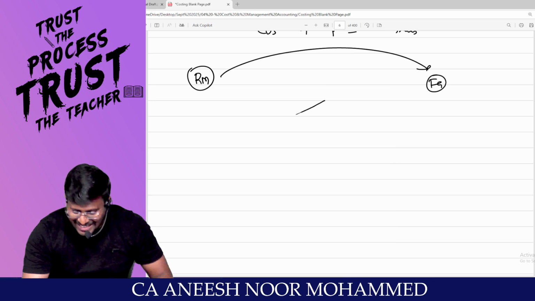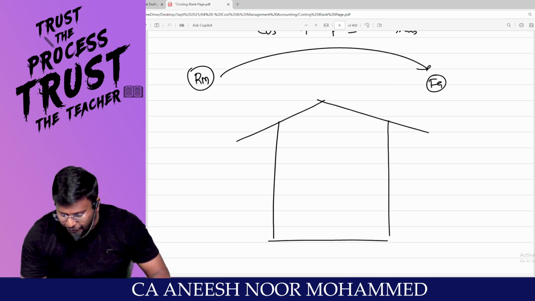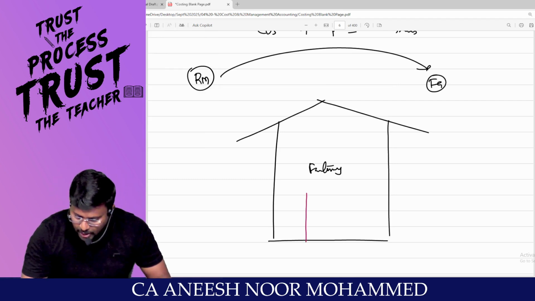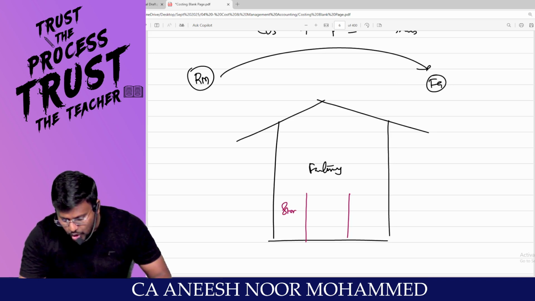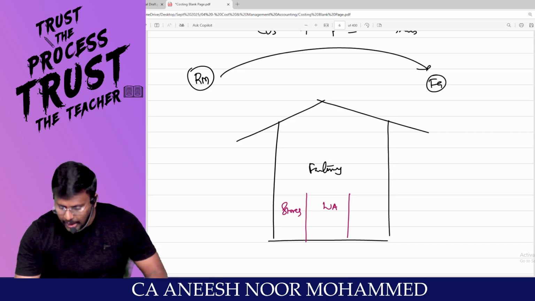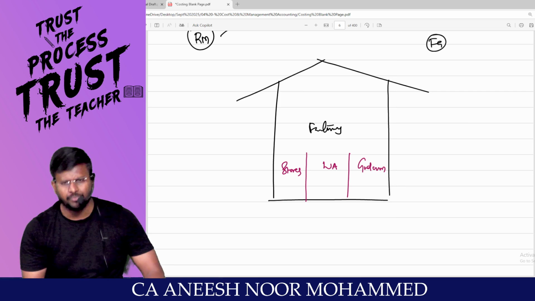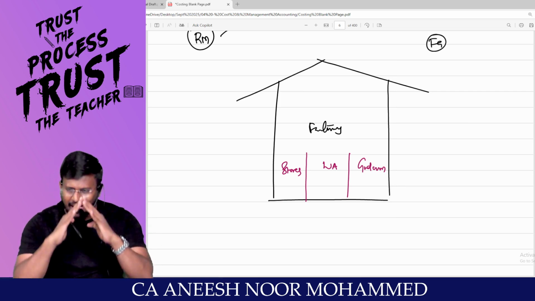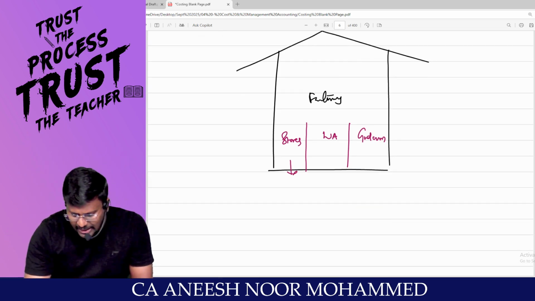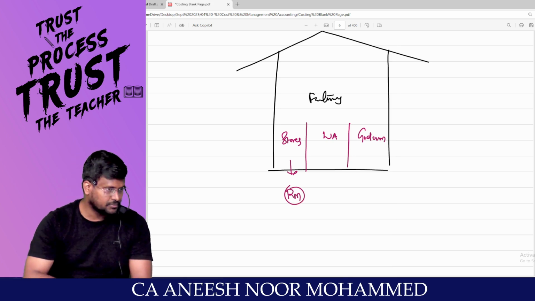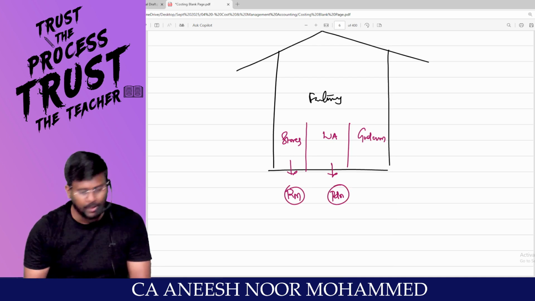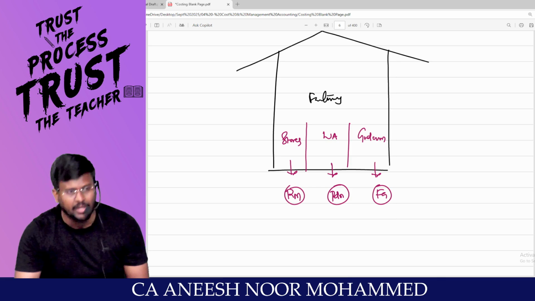What the cost sheet is saying is that you classify your factory into 3 places. Number 1, stores. Number 2, work area. Number 3, godown. If you are a manufacturer, inside your factory 3 places will be there. In the stores, you will keep the raw material. In the work area, you will do the production. In the godown, you will keep the finished goods.